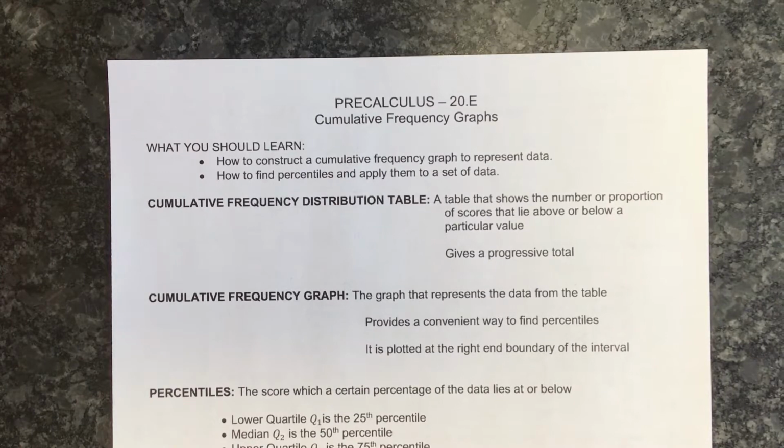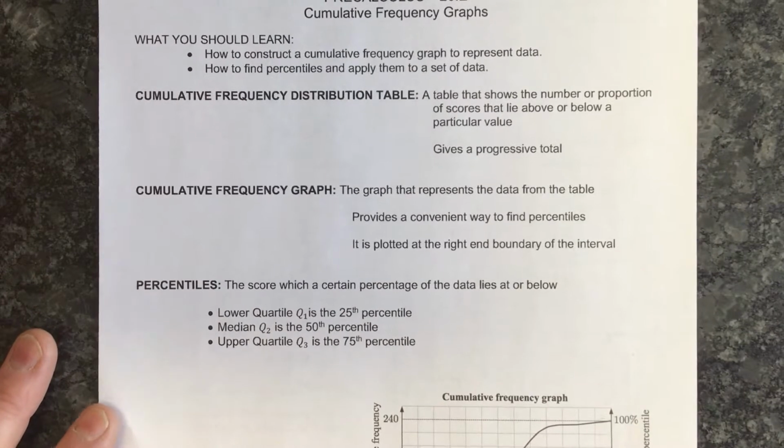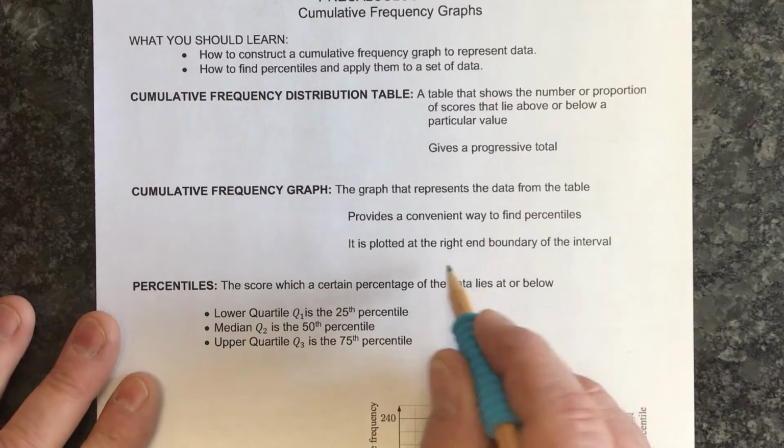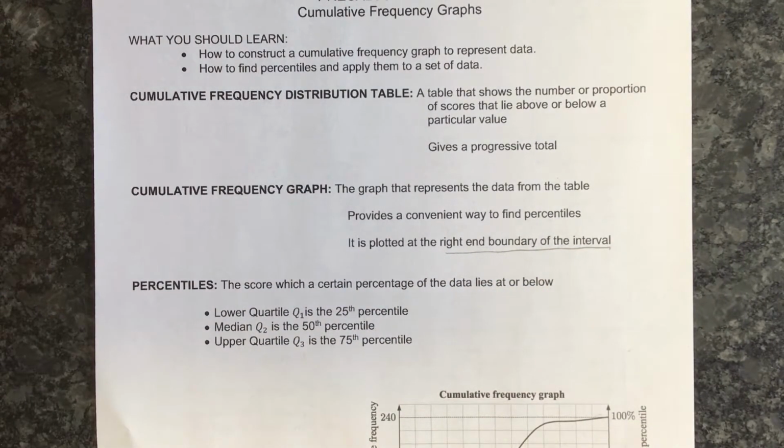A cumulative frequency distribution table is a table that shows a number of proportions of scores that lie above or below a particular value. It gives a progressive total. A cumulative frequency graph, the graph that represents the data from the table, provides a convenient way to find percentiles. It is plotted at the right end of a boundary of an interval. This is key. It's the right-hand boundary of the interval. We'll look at that in a little bit when we create one.